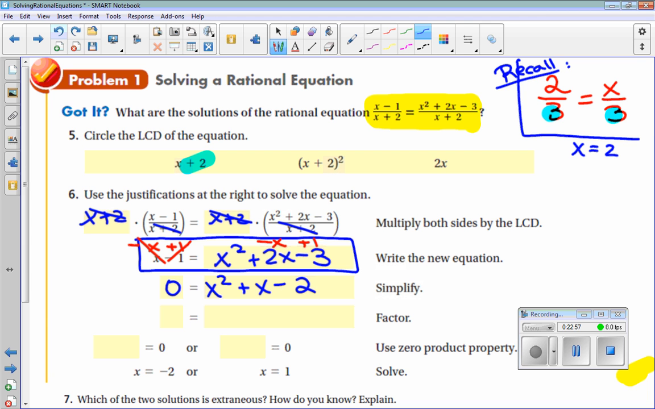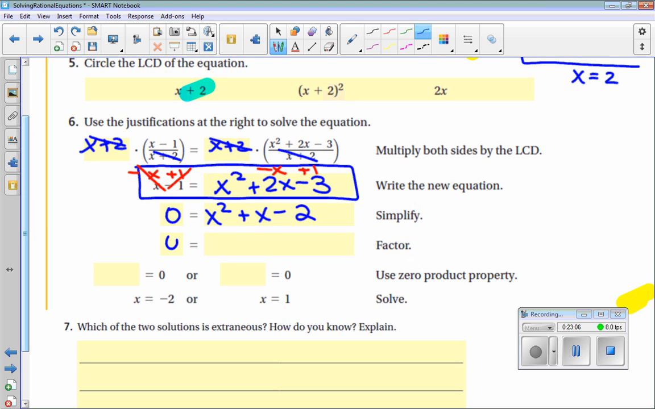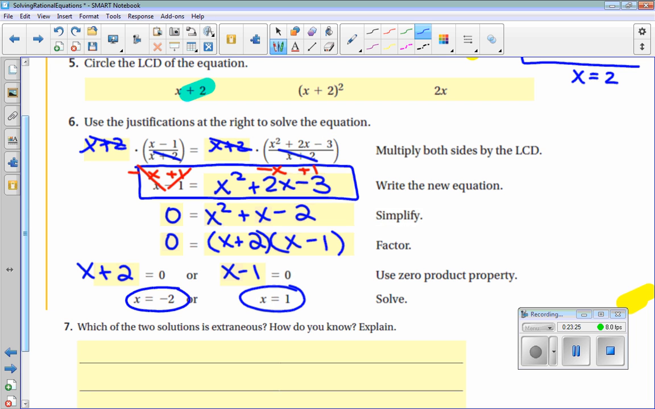Hopefully it's one we can factor, because if we can factor it, we can solve it quickly. If it's not factorable, quadratic formula you could use to solve it, but let's see if it's factorable. What two numbers multiply to be negative 2 and add to be 1? 2 and negative 1. What are my two solutions? Negative 2 and positive 1. My question is, are either of those extraneous?